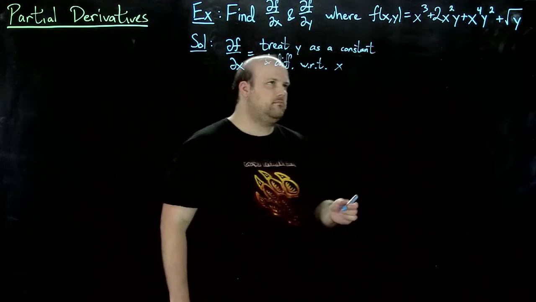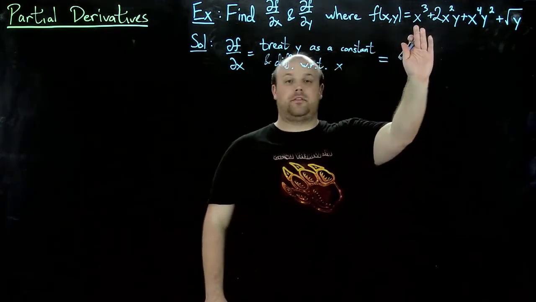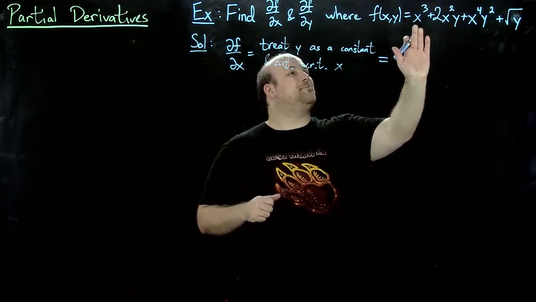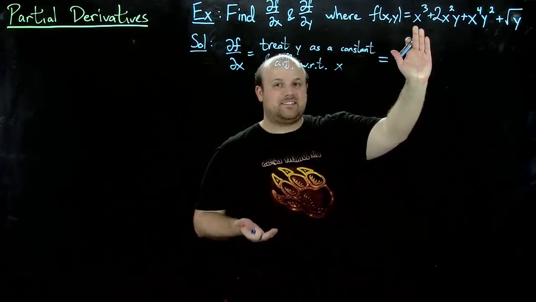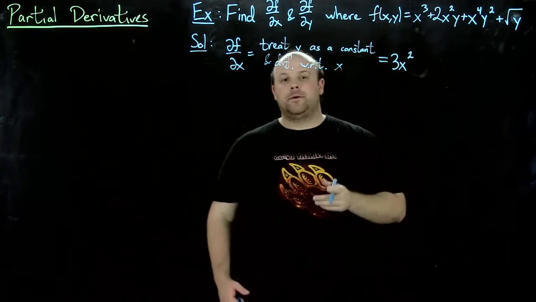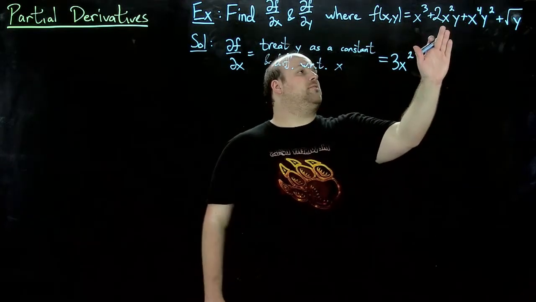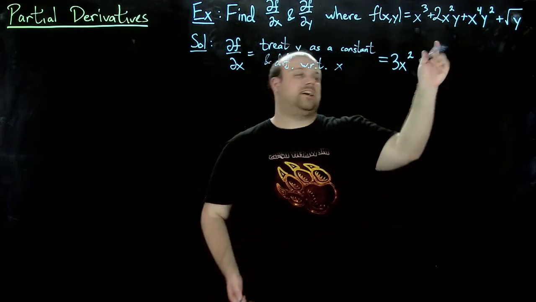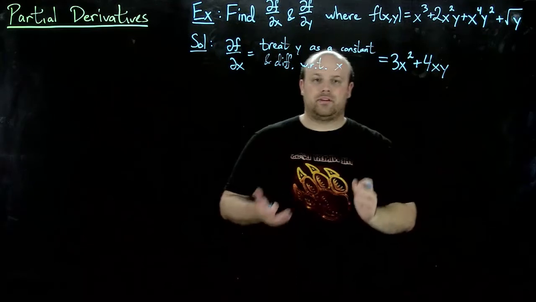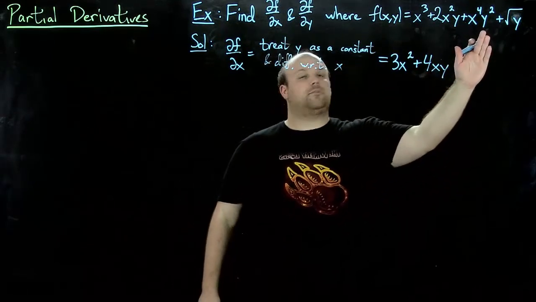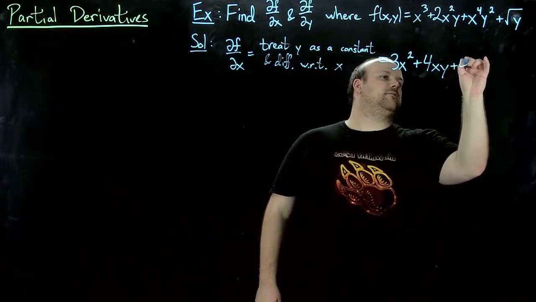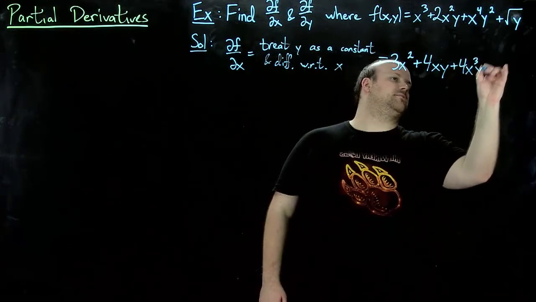Well, the derivative of x cubed with respect to x is 3x squared, right? The derivative of 2x squared y with respect to x, well, that's just 4xy, right? The derivative of x to the fourth y squared with respect to x, so we get 4x cubed y squared.